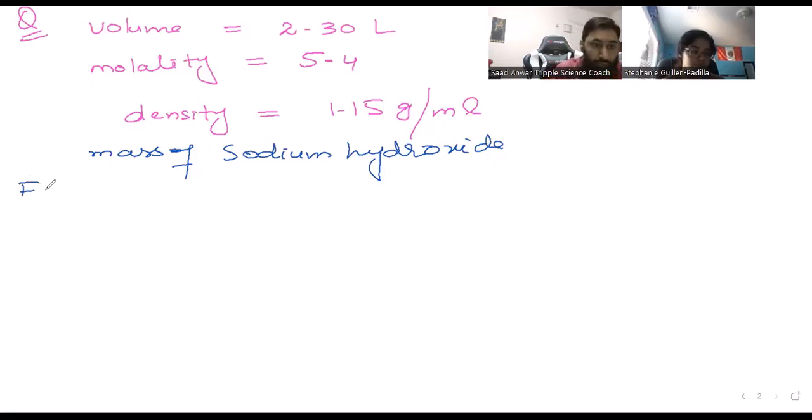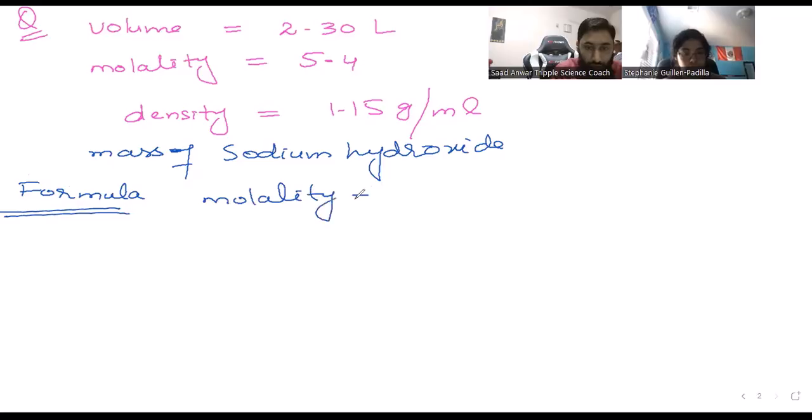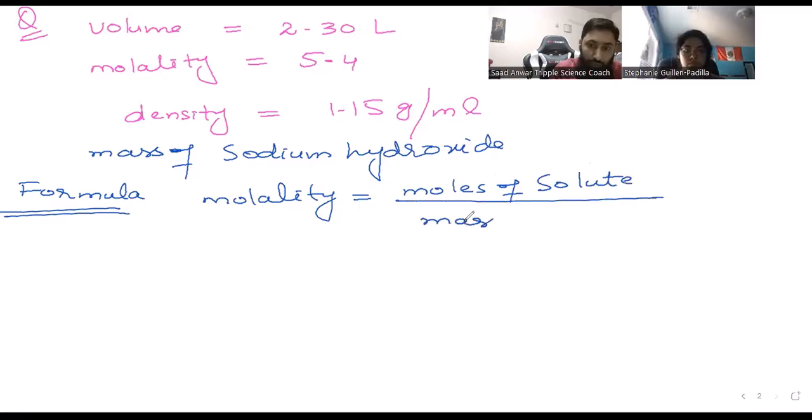So the formula which we have to use is molality equals moles of solute, where solute is my sodium hydroxide here, divided by mass of solvent. So everything is simple in that question. The challenging part is how to get the mass of solvent. This is the density of solution.